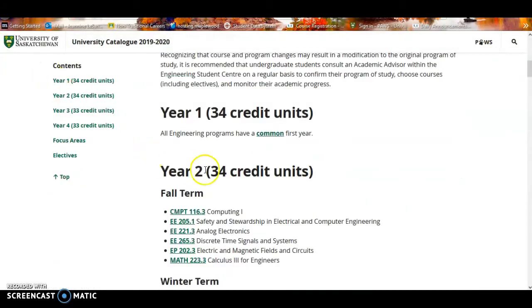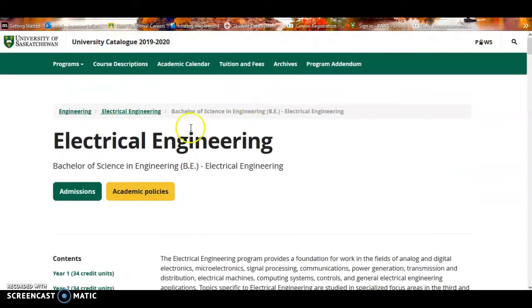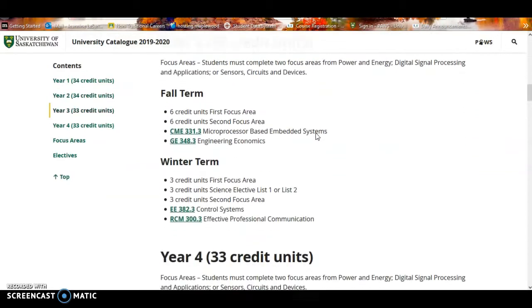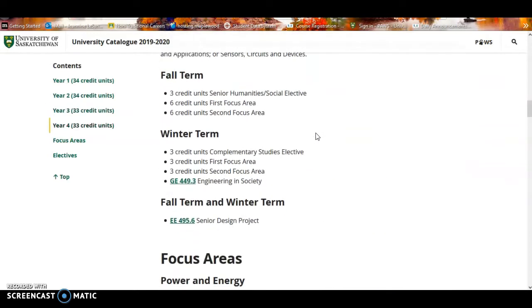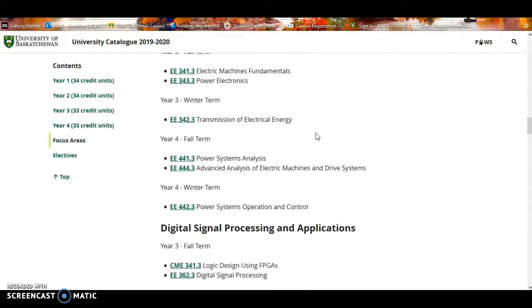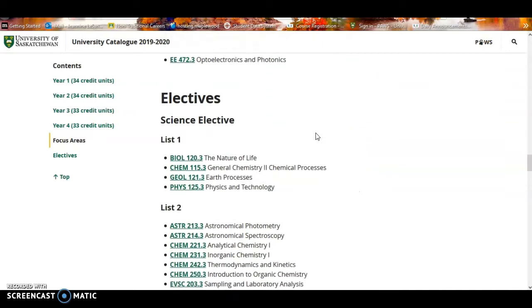Now, if you go back, and then again, specifically, this is electrical engineering. For electrical engineering, this is what you need to be taking in year 2, what you need to be taking in year 3, and then in year 4, bearing in mind if you don't do a co-op program. It also has different focus areas that you can focus on, and even your elective choices.